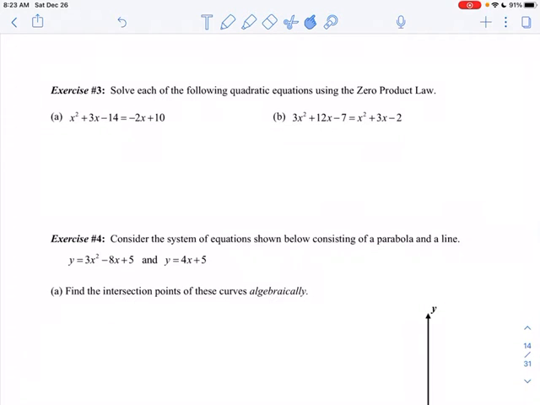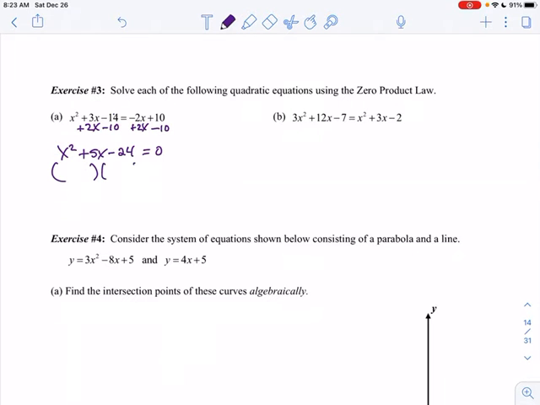So exercise 3, I'm going to solve using that zero product law. I want to get it in standard form, which means everything needs to be on one side. I'm going to take this negative 2x and bring it to the other side by adding 2x, so it's going to be x squared plus 5x. I'm going to take this positive 10 and bring it to the other side by subtracting 10. Negative 14 and negative 10 is negative 24. So that's step 1. Put it in standard form: everything's on one side, and you have equals 0 on the other side.